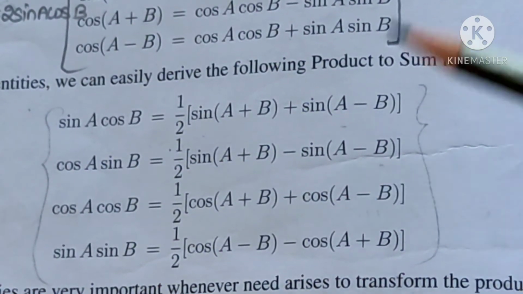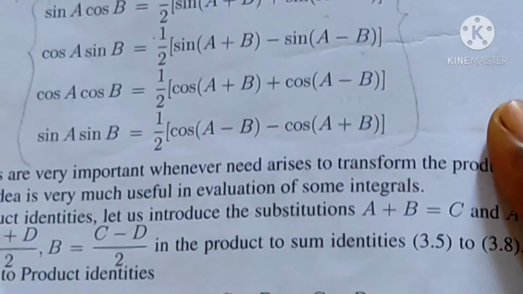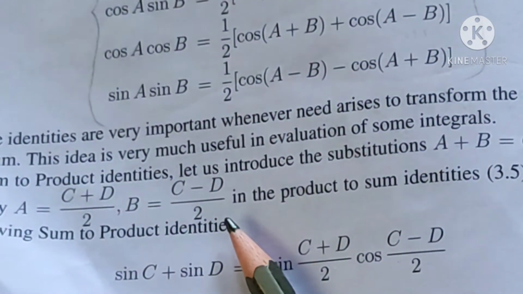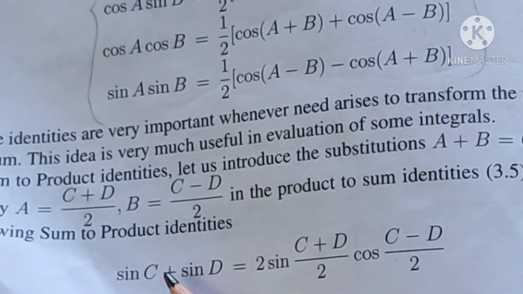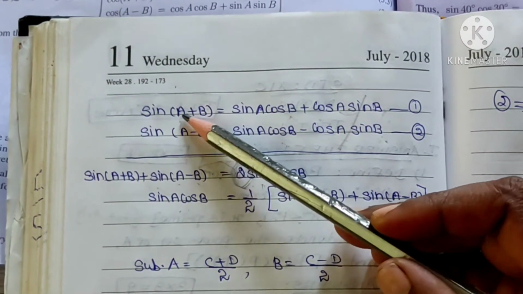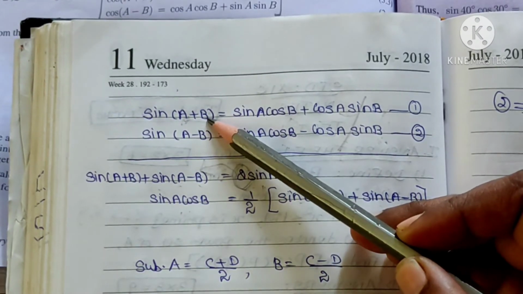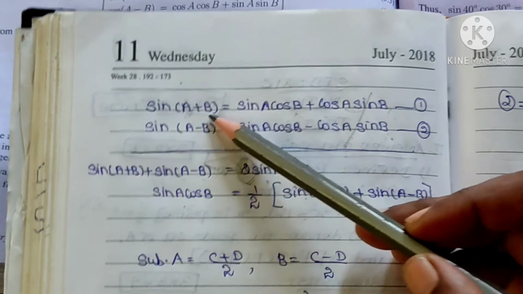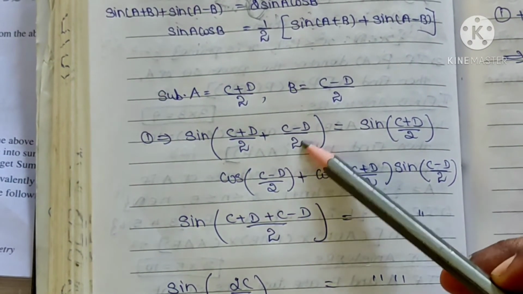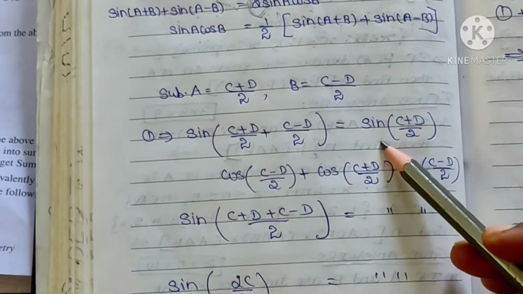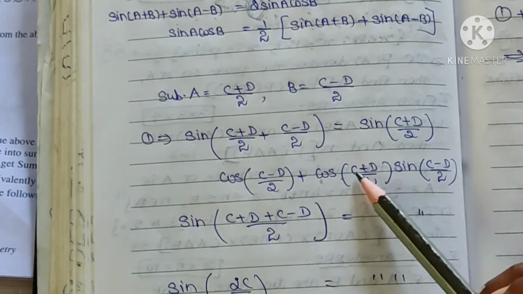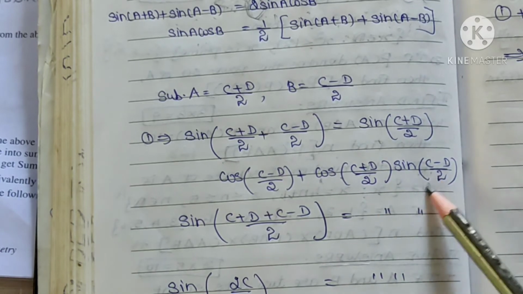Again, we use the same identity. Substitute A place C plus D by 2 and B place C minus D by 2. We get the sum to product identities also. Substitute this A place C plus D by 2 and B place C minus D by 2. So the substitution part is sin of C plus D by 2 plus C minus D by 2 is equal to sin C plus D by 2 cos C minus D by 2 plus cos C plus D by 2 sin C minus D by 2.